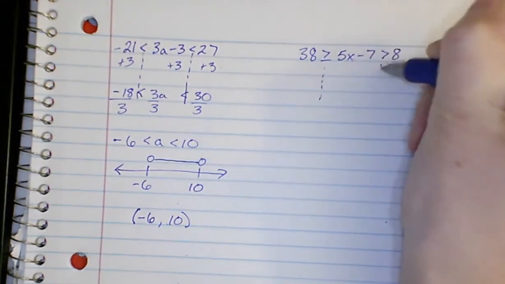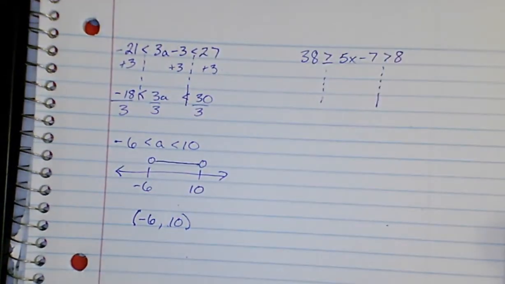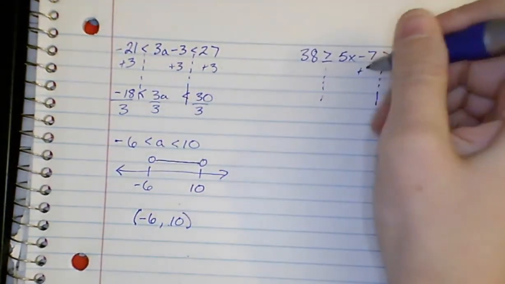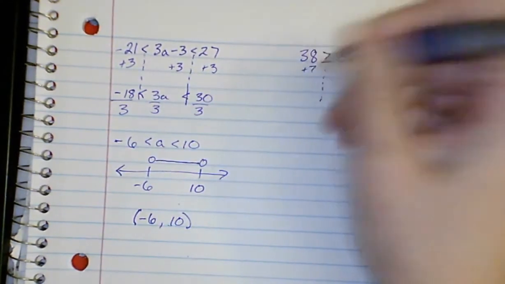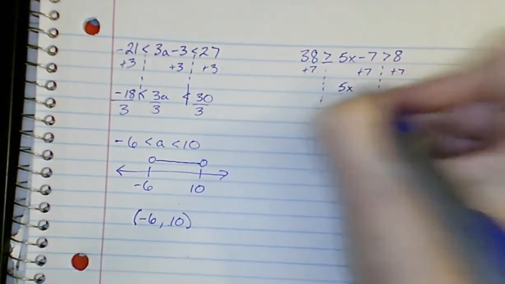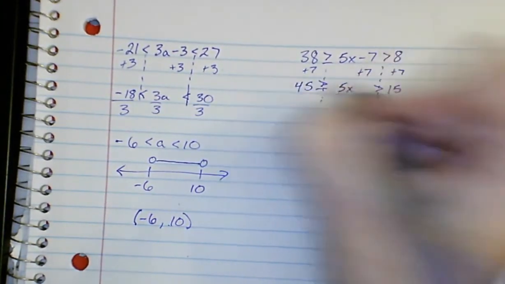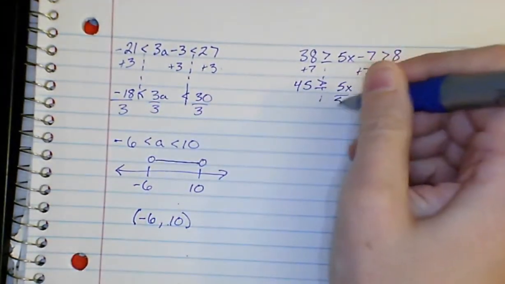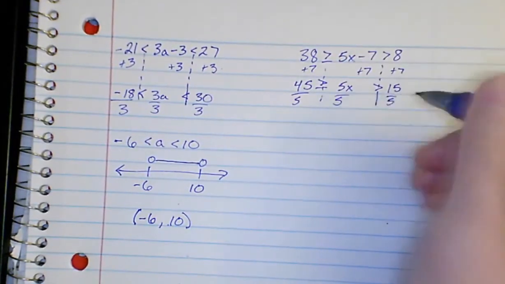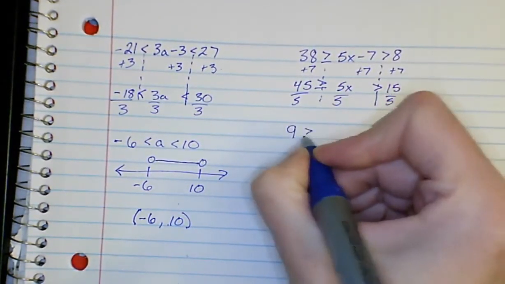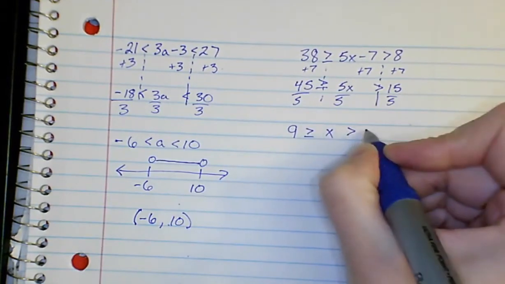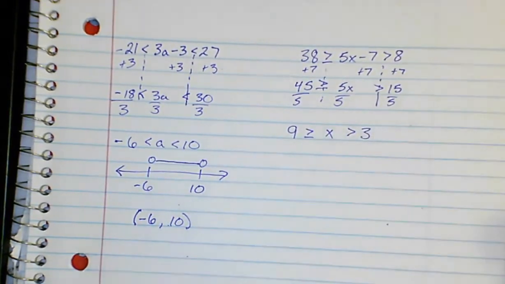So I'm going to do my little trick of putting my dotted lines. I'm going to add 7 to both sides. And then we divide by 5. 9 is greater than or equal to x, which is greater than 3.